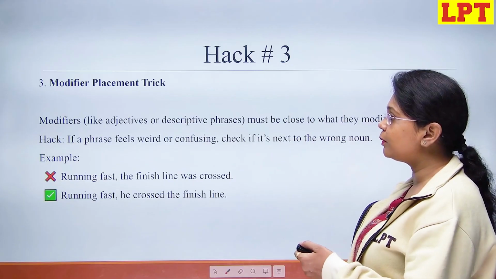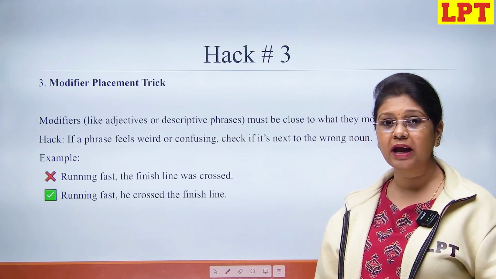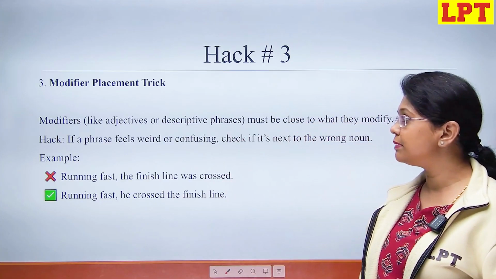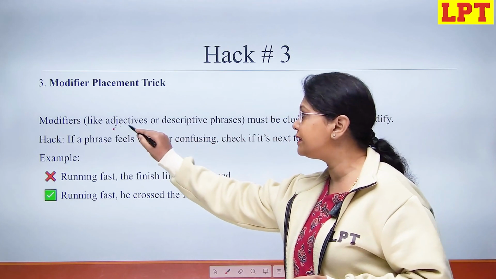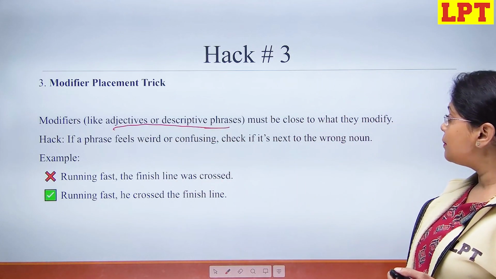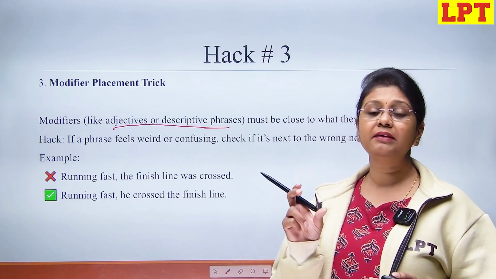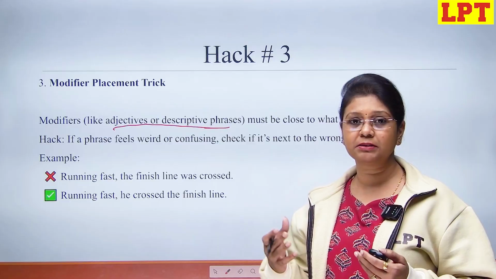Let's look at the third one. Modifier. I'm sure you would have dealt with parallelism and modifiers in your classes. Here is the modifier placement trick: modifiers like adjectives or descriptive phrases must be close to what they modify. We have already studied that a modifying phrase refers to the word it is modifying.